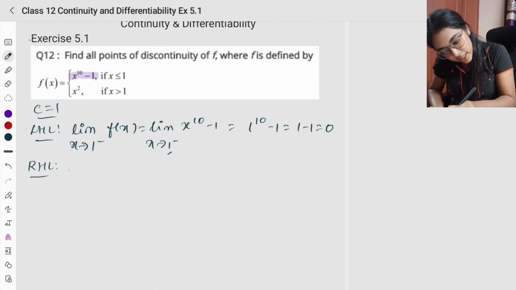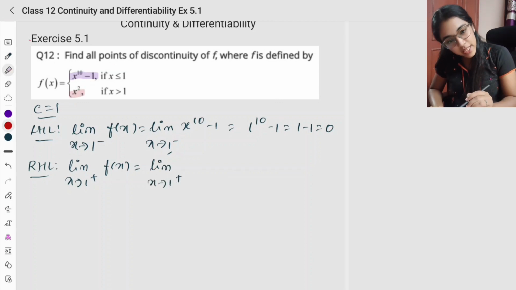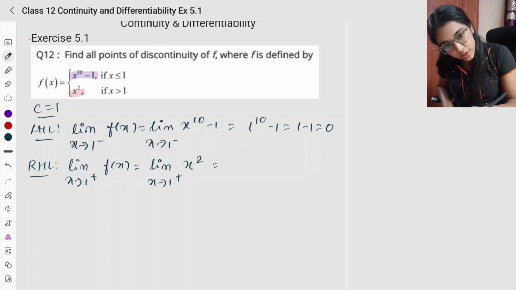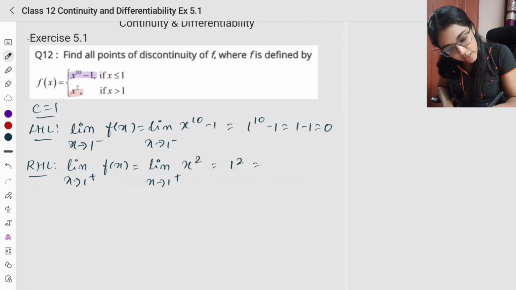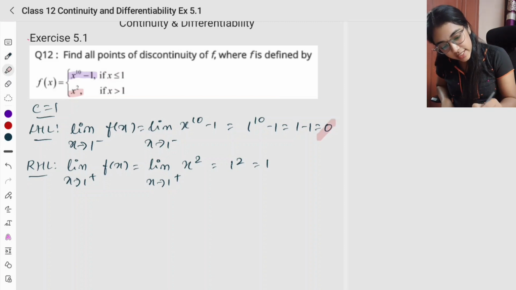இப்போ right hand limit enna? Limit x tends to 1 plus of f of x, which is going to be limit x tends to 1 plus. இப்போ 1 plus na value enna? It is going to be x square, which is when I substitute the value of 1, I'll have 1 square, which is 1. Okay, so in the இடத்துல left hand limit and the right hand limit, they are not equal. You see here I get a 0, here I get a 1. So I see that it is not equal.